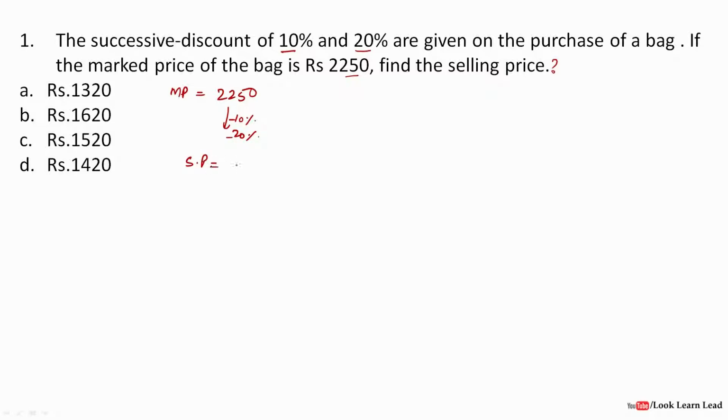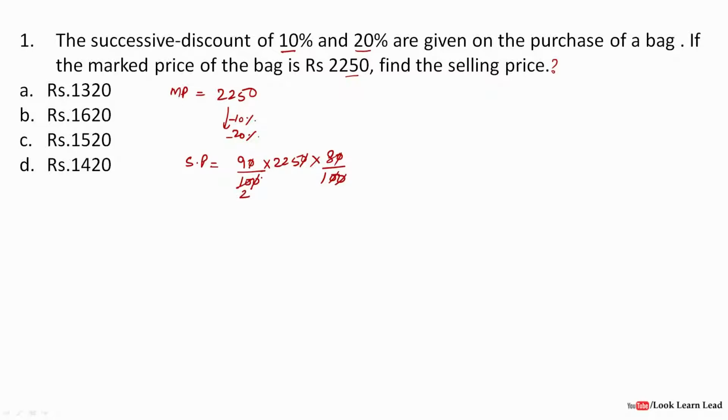So what would be the selling price? After applying the 10% discount, it would be 90%. So 90% of 2250 is the first discount, and after that it is 20% of this whole, so it is 80 upon 100. You can calculate it, you can cancel it by 100 and by 5 tables only. The 2 zeros would be cancelled out.